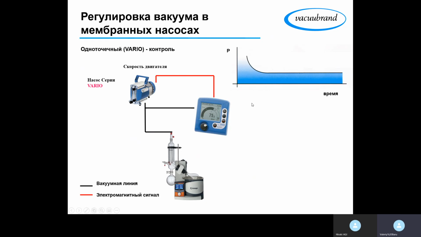KNF also has, if I'm not mistaken, two models, but they are very expensive compared to VacuBrand and Welch, and not as good as those by VacuBrand or Welch. So that's how we control the vacuum inside the vacuum pumps.